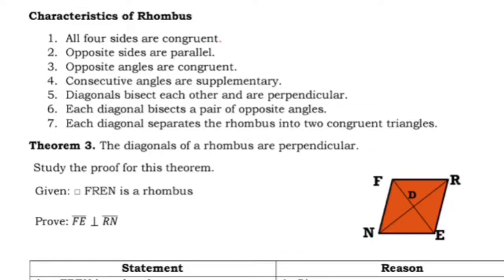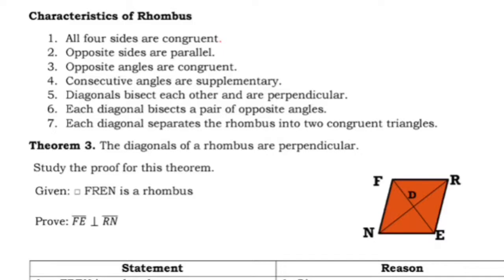Number 5, diagonals bisect each other and are perpendicular. So if they bisect, just like this one, they are perpendicular, meaning each angle made will be equal to 90 degrees. Okay, so this one is 90, 90, 90, and 90 degrees.